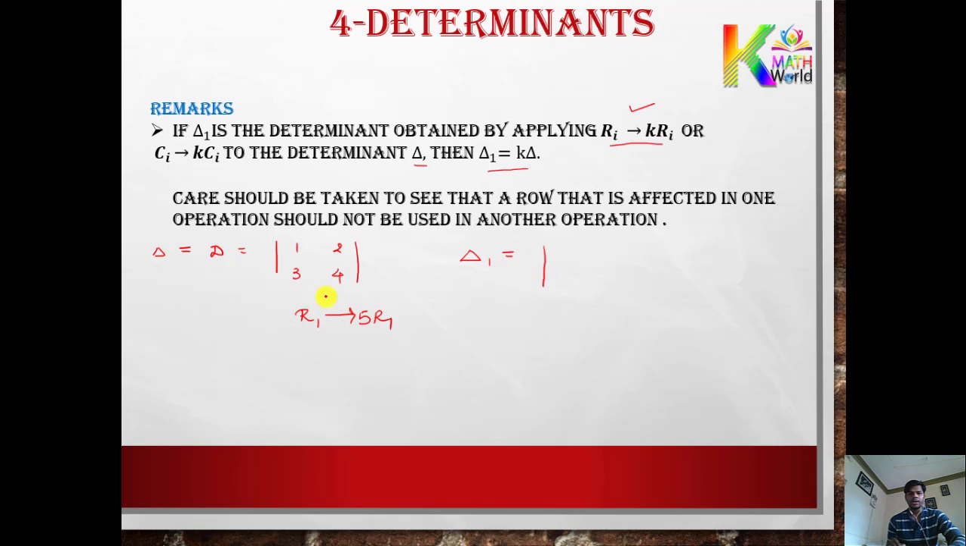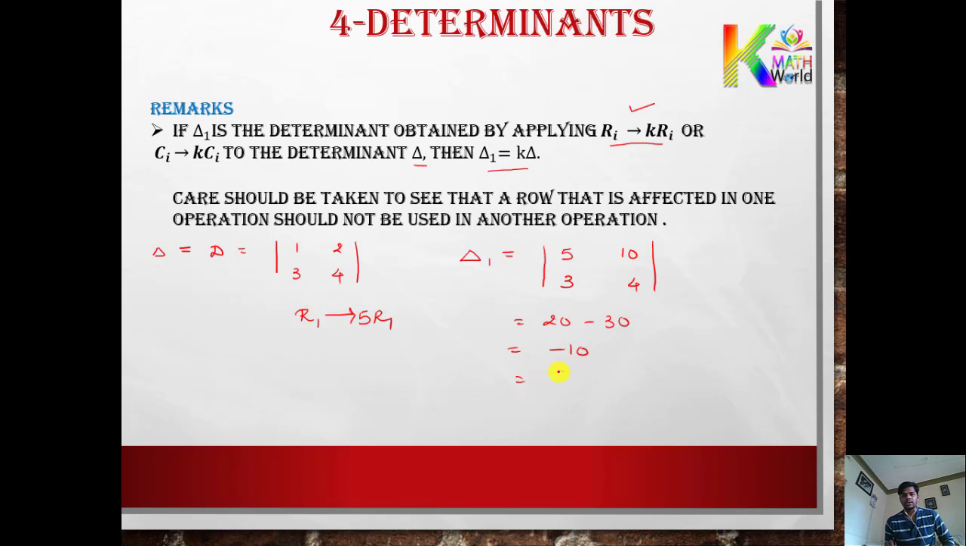Then what is the new determinant? The first row gets multiplied by 5. So 5 ones are 5, 5 twos are 10. Your second row remains as it is, so that is 3, 4. So what is the answer? 5 fours are 20, 10 threes are 30. So 20 minus 30. So what is the answer? Minus 10.